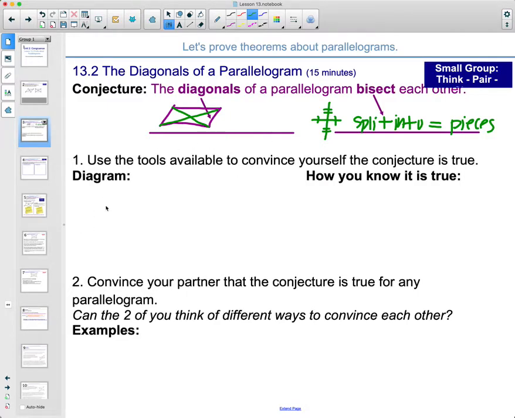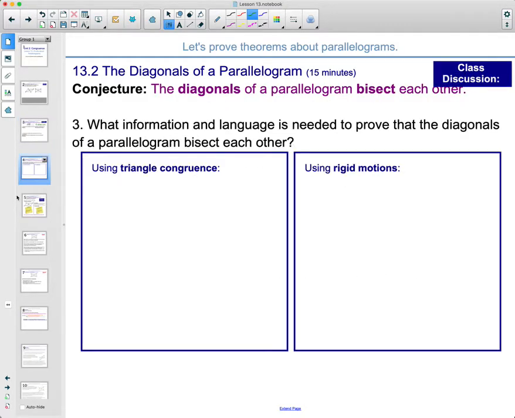So we're going to take a look at the proof. So let's go ahead and look at this. Diagonals of a parallelogram bisect each other, and we're going to look at proving this in two different ways. So let's start by drawing a picture of the diagonals of a parallelogram. So that's what we know, and what we're trying to prove is that they bisect each other.